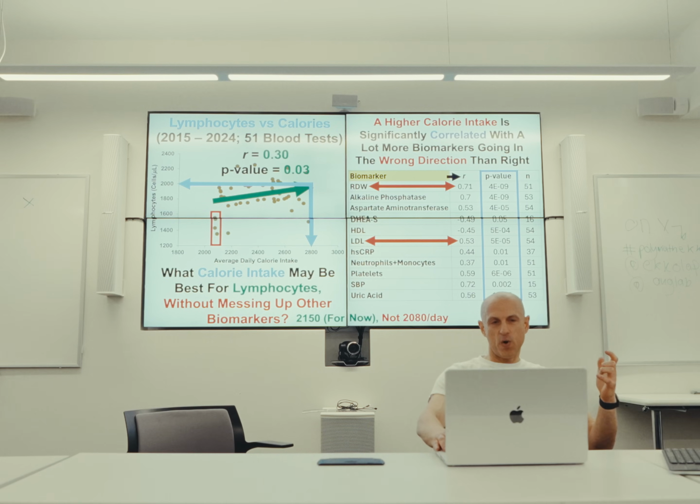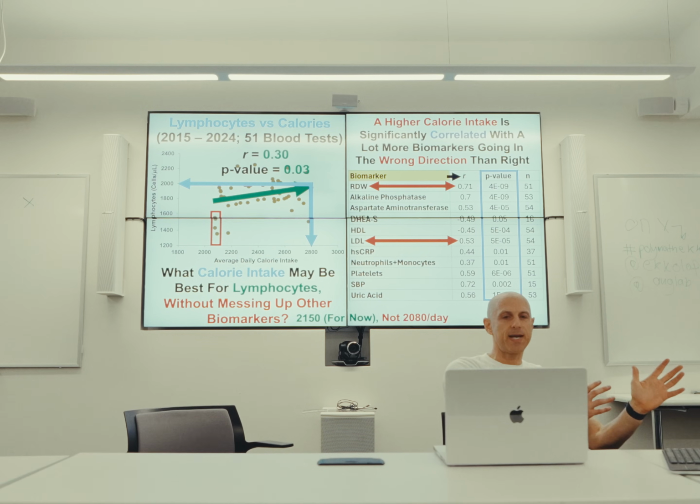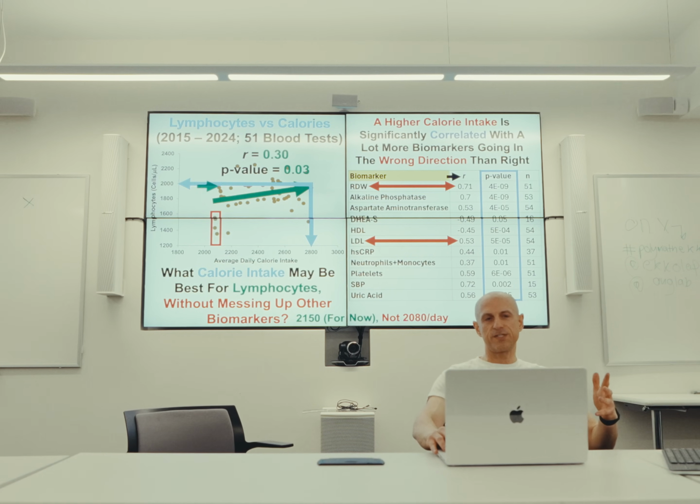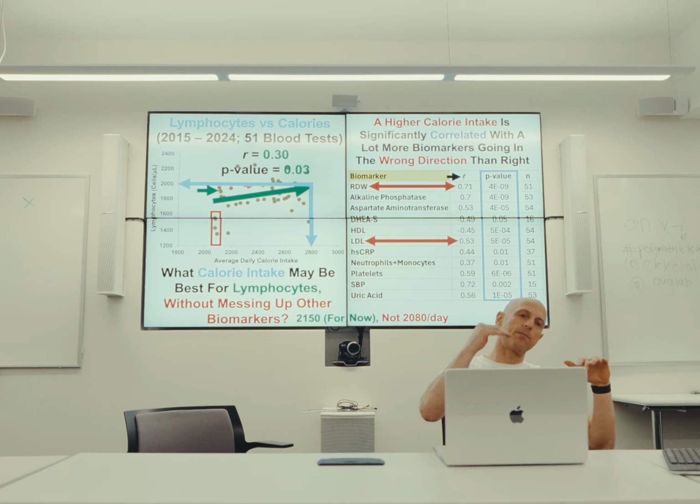So to answer the question, what calorie intake may be best for lymphocytes, these data collectively would suggest not 2080, which is my lowest that corresponds to a blood test over the past 10 years, but for now I'm at about 2150, and that's intentionally done. One reason is 2 blood tests ago, lymphocytes were close to 1900, and a blood test on Friday was also close to 1900. So I may be slowing that age-related decline and getting my data back to where youthful values are supposed to be.